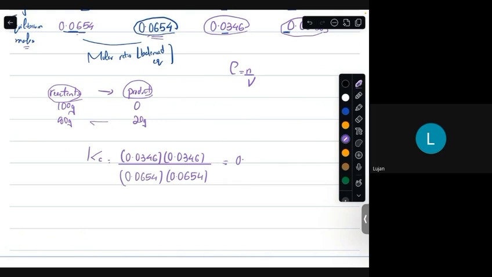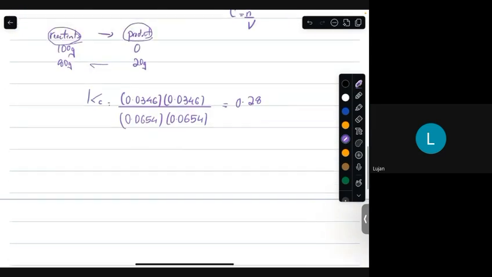Have you done the correct calculation? Because it should not be that. Let me check also. Just recheck it once again. Do you get 0.2798? Yes, and if you round it off, it would be 0.28, right?